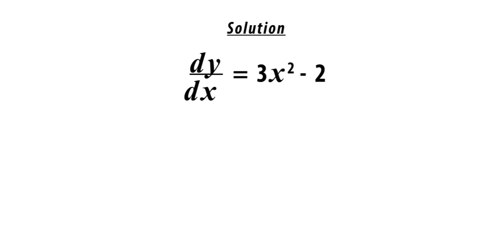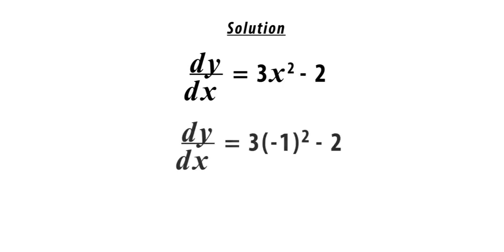Now, at the point -1, 2, dy dx will be equal to 3 into bracket -1 squared minus 2. That is, just substitute the x value, which is -1, in place of x. When we simplify that, it will give us 3 minus 2, which is 1. So dy dx is equal to 1. Therefore, the gradient of the tangent is 1 at the point -1, 2. Good.